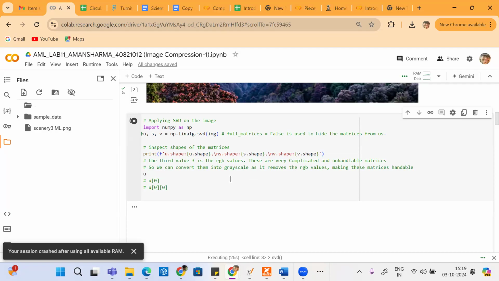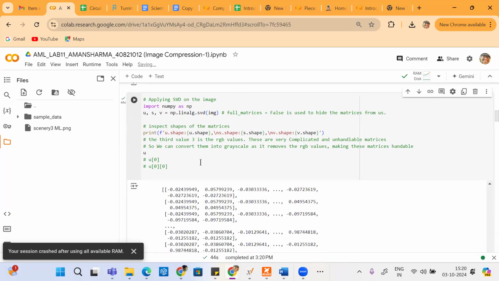Image. Maybe the server is taking time in loading. That's why it's preferred to use on system, intermediate. Yeah, it's coming. So it's the U matrix.